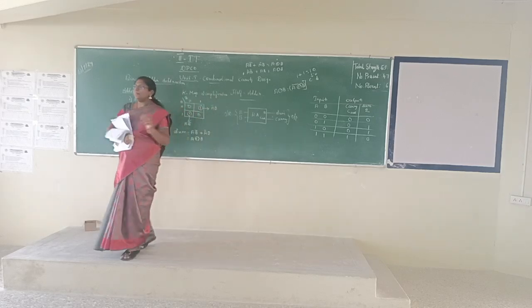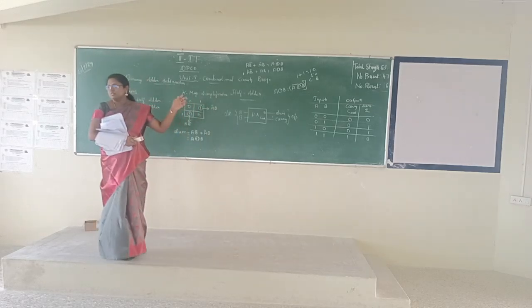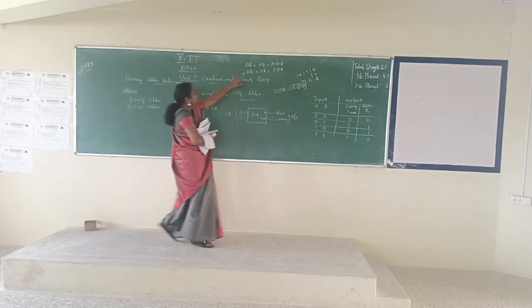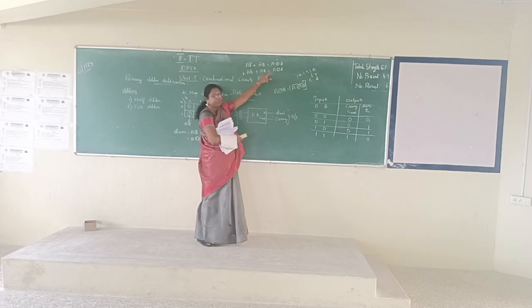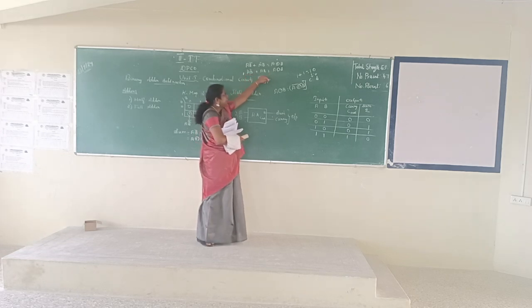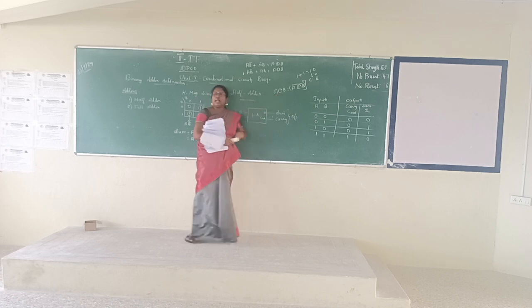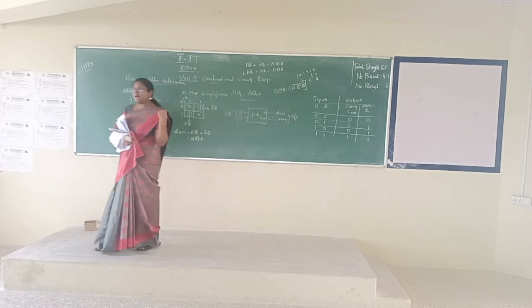So listen, copy down this. A B bar plus A bar B is nothing but A XOR B. A bar B bar plus A B is nothing but A XNOR B. So A XNOR B can also be written as A XOR B the whole bar.